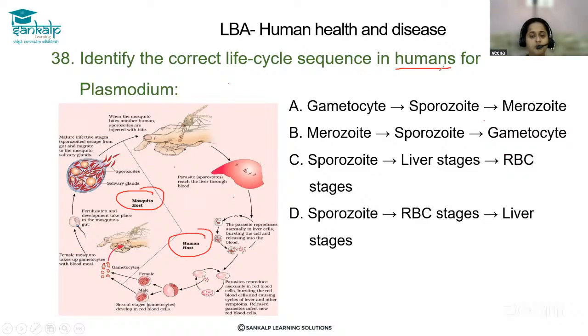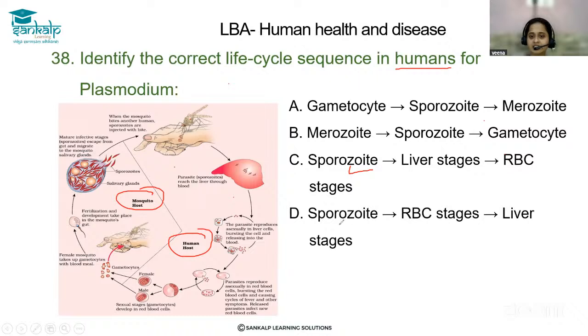In case of human only they are asking. So the sporozoite, in which stage? The sporozoite stage is injected into the human being, and it is going to affect the liver cells, right? So that is what the sporozoite, the first stage, is.